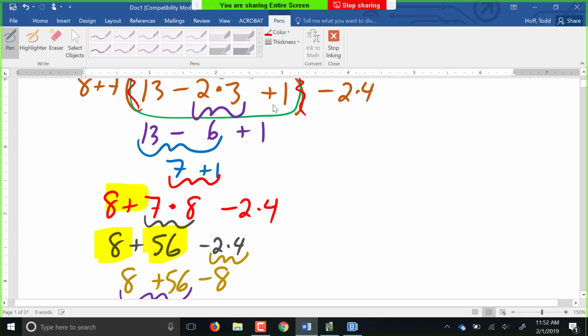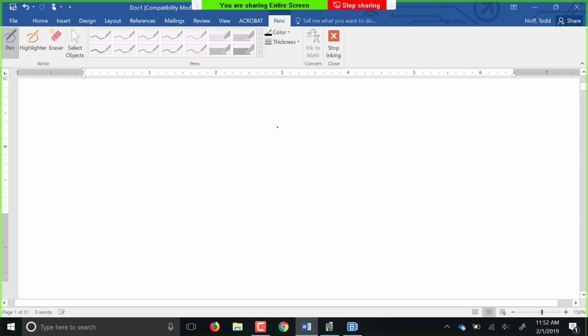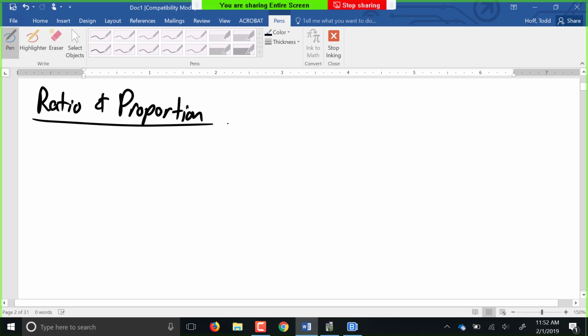Okay, so then moving on today, we're going to move into what I view as one of the most important topics in math. In my mind, probably the most powerful topic in math is ratio and proportion. Now, that's not what we're going to cover today. We're going to cover a small piece of ratio and proportion. But ratio and proportion describes basically your variation between variables.